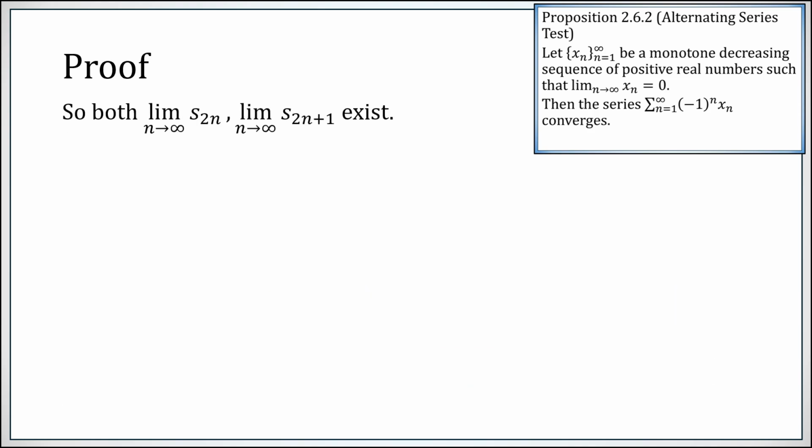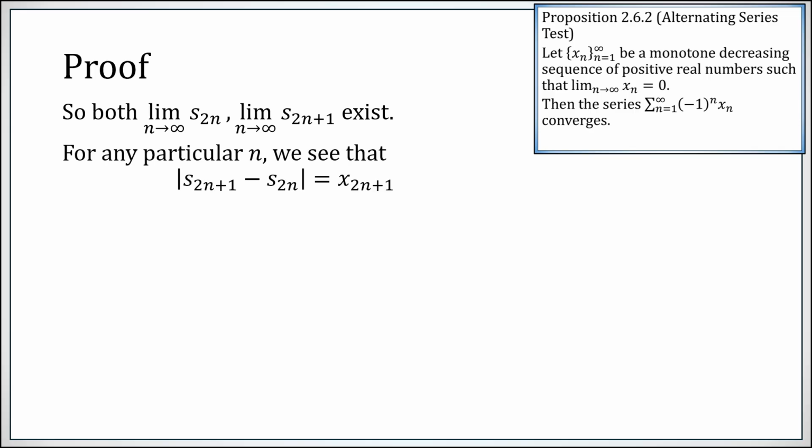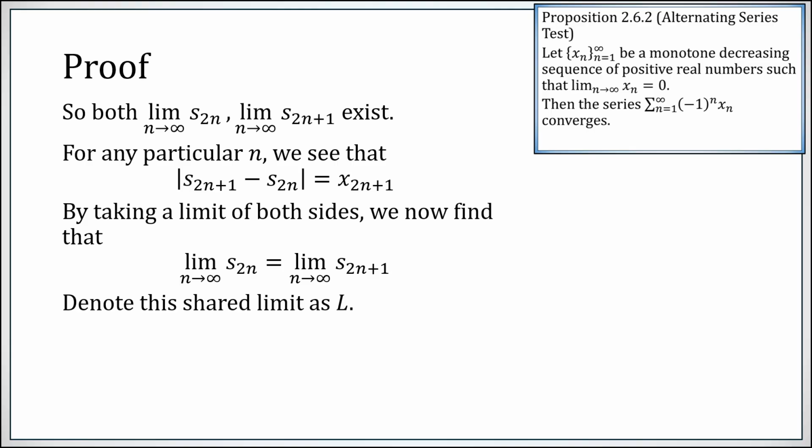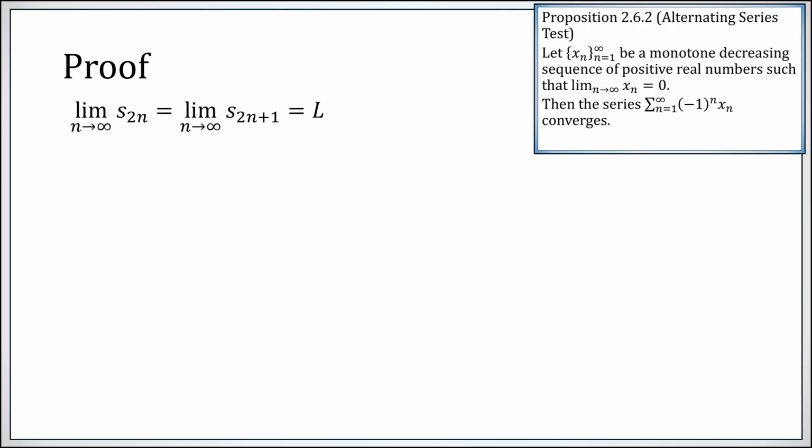Okay, so the even index and odd index partial sums both have limits. Note for any particular n, the difference between two consecutive partial sums in absolute value will always be the term that was added on. Taking a limit of both sides, because we assumed our original sequence has limit 0, we find that not only do the odd index and even index partial sums have a limit, they have the same limit. I'm going to call that L. So now the even and odd index partial sums both converge to L.